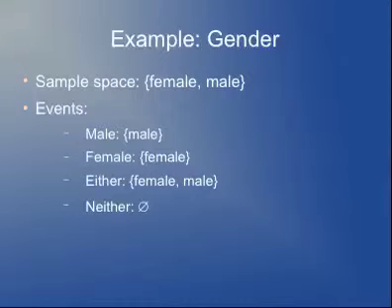One simple example would be gender. In this case, the sample space consists of two possible outcomes, male and female, and there's a number of different possible events for these two outcomes. One possible event is male or female, or you could also be either gender or neither gender. All of these are possible subsets of the sample space, and if we were randomly selecting a person from this class, we could talk about the probability of selecting someone male or someone female, or either or neither.